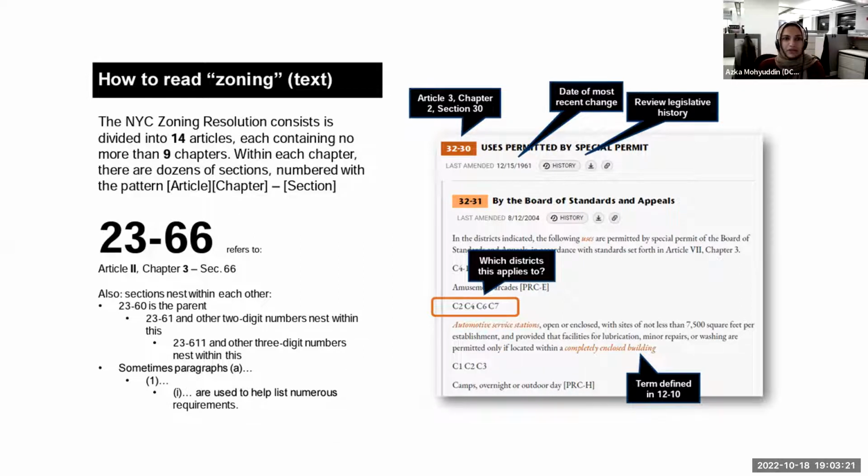It goes through what's permitted, what's not, and where it's permitted. Terms are defined in the zoning resolution as well. Anybody can go through and read it, but not everybody might be able to understand it as much, because like I said, it's a legal document.